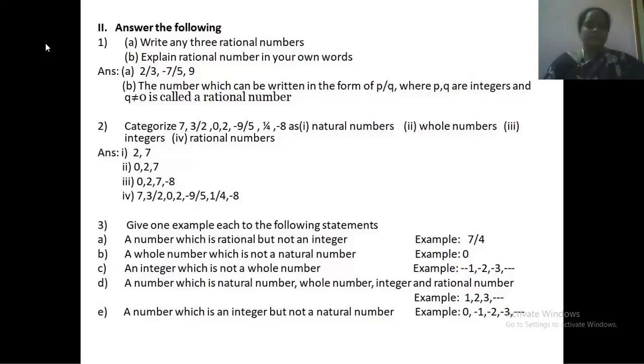E, a number which is an integer but not a natural number. Integer అయి ఉంటుంది కానీ natural number కాదు. So those are nothing but 0 and all the negative natural numbers. This is about the homework.